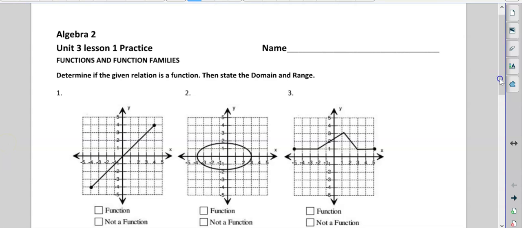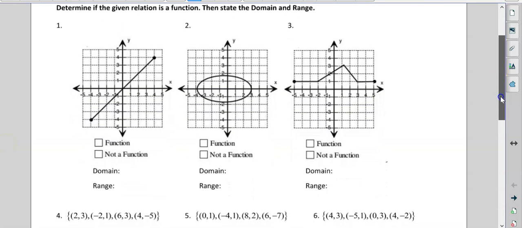All right, so what we're doing here is we're going to use the vertical line test to check and see if this is a function or not. So when I go down and drop a vertical line, I only hit one time. So yes, this is a function.